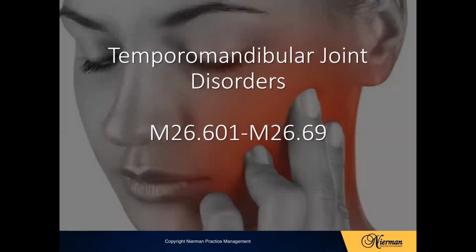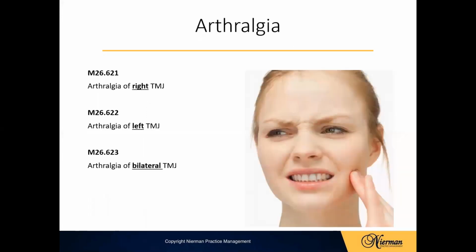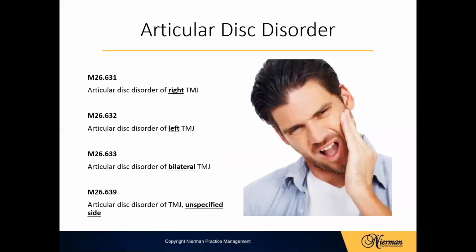Now, let's look at some more diagnosis codes. And again, once you get that questionnaire and exam, making the diagnosis and assigning an ICD-10 code to it is your big key to success. So there are many codes for your TMJ disorders, whether it be adhesions and ankylosis, arthralgia, and they are categorized by right, left, or bilateral.